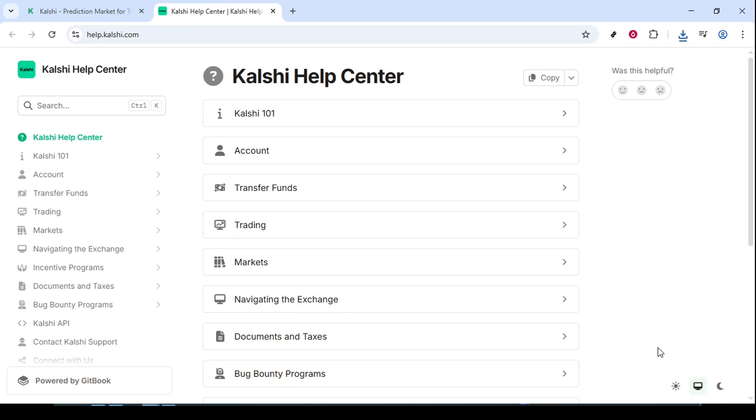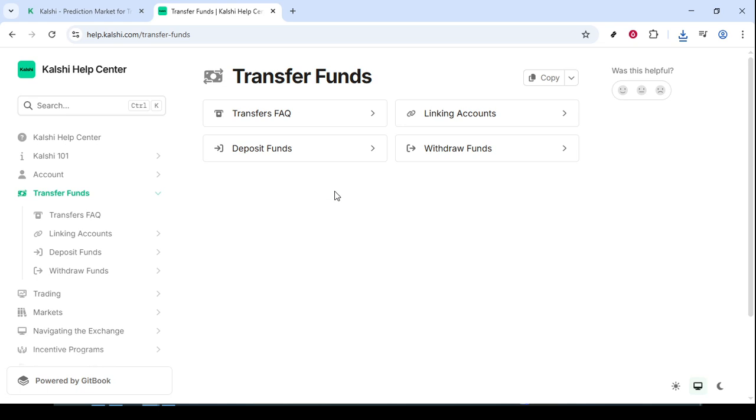process. Within the Help Center, find and select Transfer Funds. This section provides specific insights and solutions related to fund transfers, which is directly related to our withdrawal issue. It's crafted to address all those nuances associated with financial transactions, so it's incredibly useful for identifying potential setbacks.